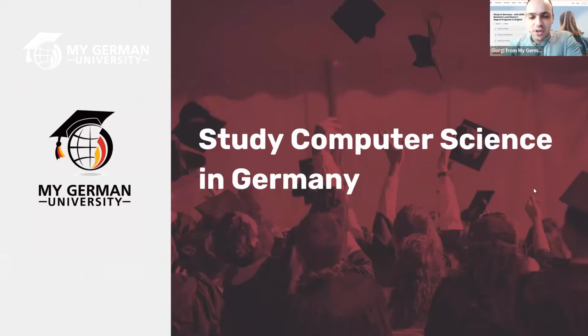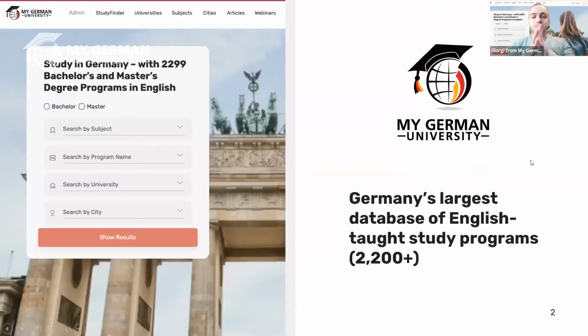So, studying computer science in Germany. Not to take a lot of your time, let me briefly introduce MyGermanUniversity. So, who we are. MyGermanUniversity is Germany's largest database of English taught study programs. If you go to mygermanuniversity.com, the link to which I will share in the chat, you will see that we have over 2,300 English taught study programs that you can see on our study finder, and it's really the largest database of English taught study programs. Our main goal, I would say, is to help international students like you on their way towards studying in Germany.